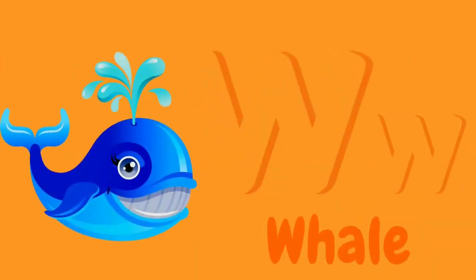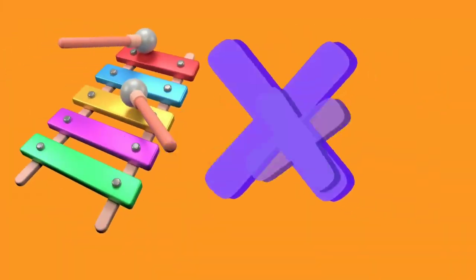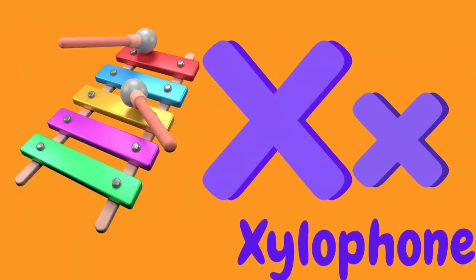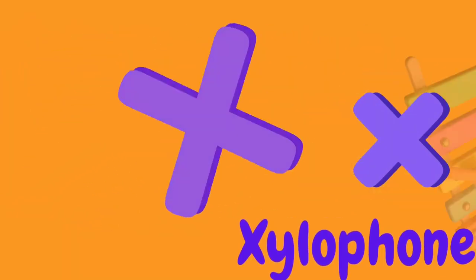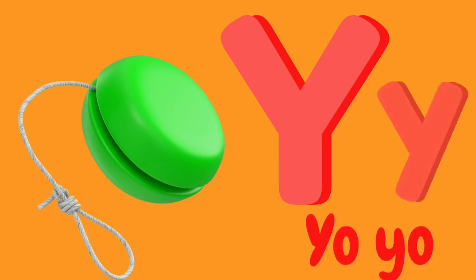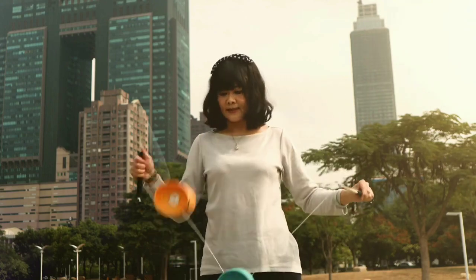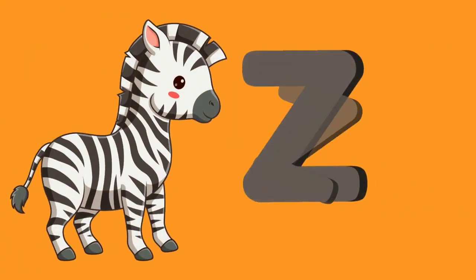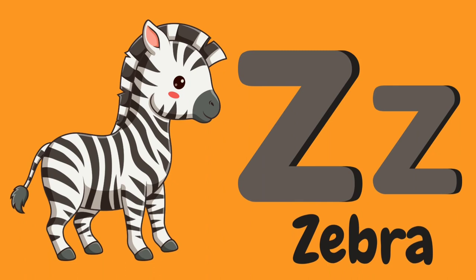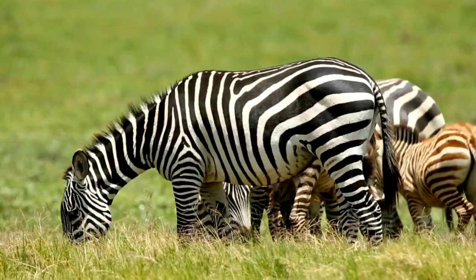W is for whale, whale, whale. This is a whale, whale, whale. X is for xylophone, xylophone, xylophone. This is a xylophone, xylophone, xylophone. Y is for yo-yo, yo-yo, yo-yo. This is a yo-yo, yo-yo, yo-yo. Z is for zebra, zebra, zebra. This is a zebra, zebra, zebra.